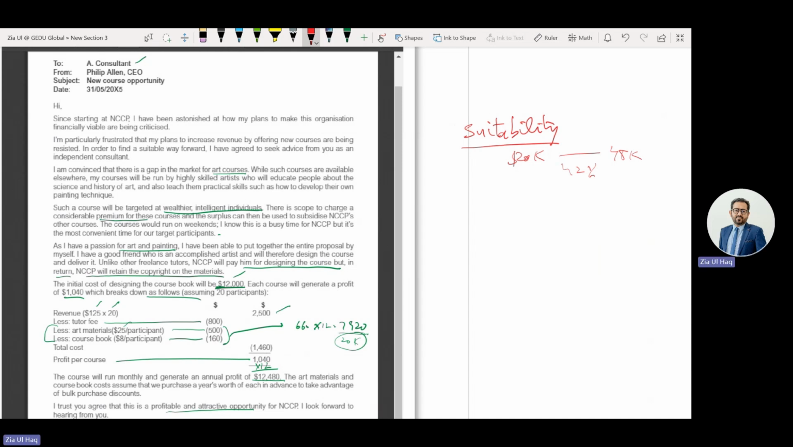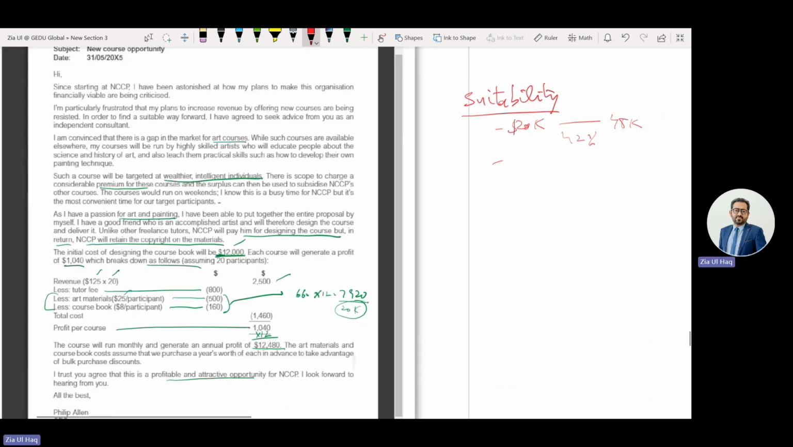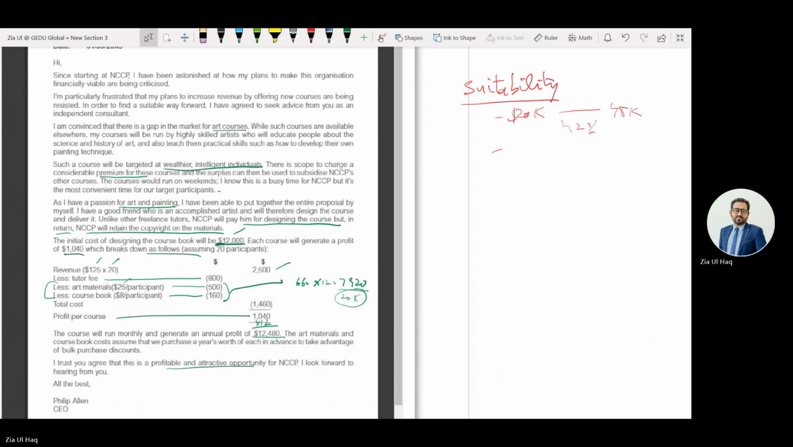From the suitability point of view, we can discuss one more point. You are going to invest about 20K. And what will you generate in 1 year's time? That is 12,480. You are investing 20K, and you are going to generate profit of 12,480 in 1 year's time.